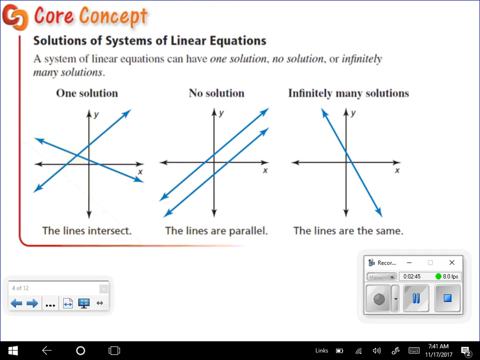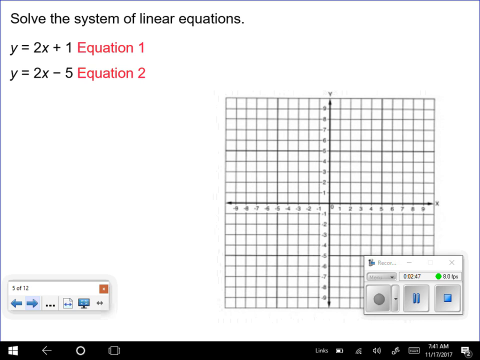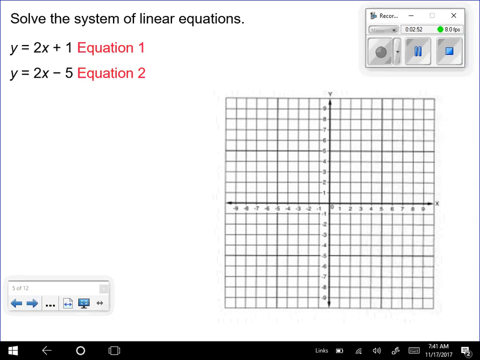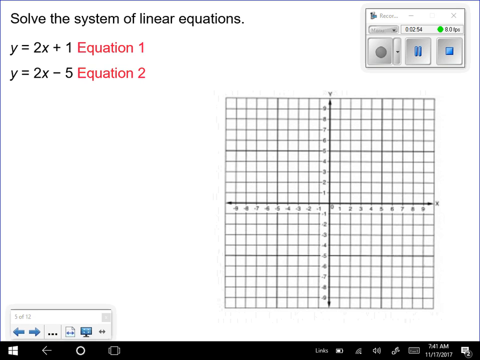So let's get started on some examples. Okay, so you need some graph paper, obviously. You're going to be graphing. Hopefully you can use a piece that you got yesterday. To solve the system of linear equations, we have equation 1 and equation 2. In equation 1, our slope is obviously 2, found here. Our y-intercept is 1, found here. For equation 2, our slope is also 2, but our y-intercept is at -5.